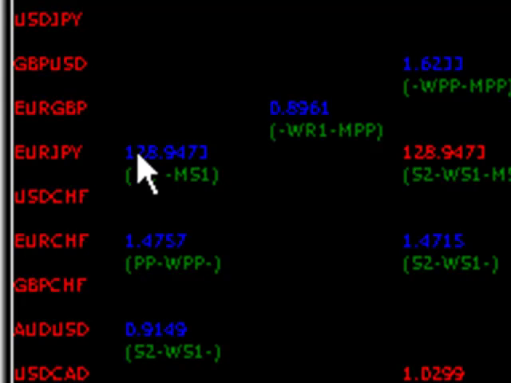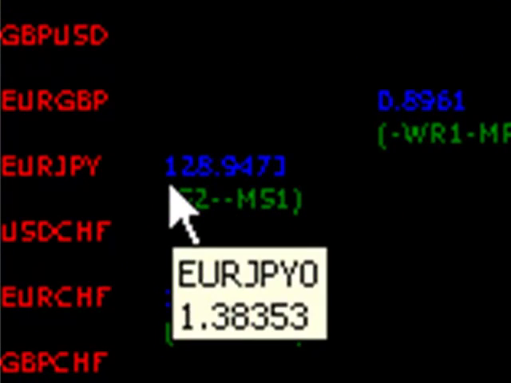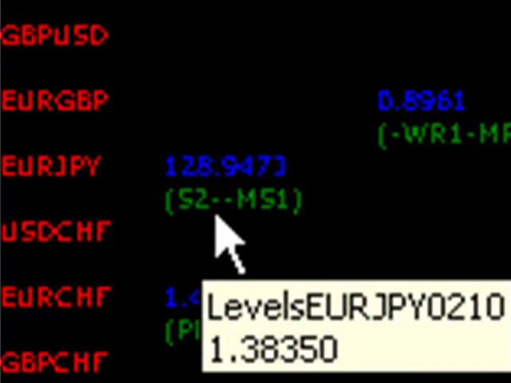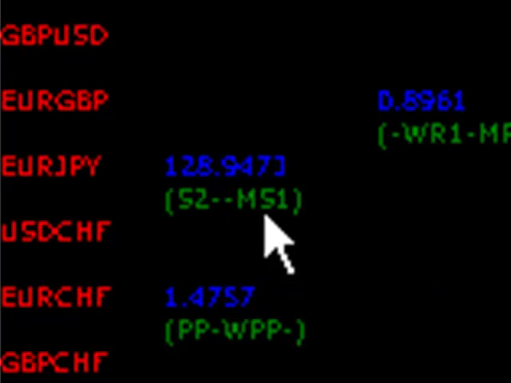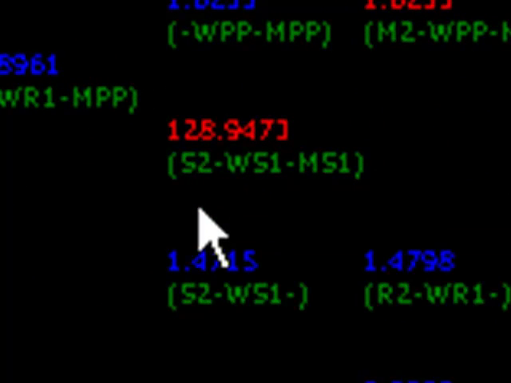The blue levels are twin pivot confluences. So if we look at this level here, it's saying on Euro Yen at 128.94 we have a twin confluence made up of the daily S2 and the monthly S1 pivot level. The red pivot levels represent triple pivot confluences. So again, on the Euro Yen pair, we have at 128.94, which is the same, an S2, a weekly support S1 level, and a monthly S1 level as well.